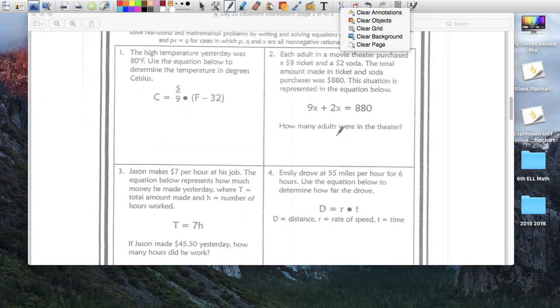How many adults were in the theater? Okay, so let's see. Each adult member. The total amount of tickets the situation represents. Okay, 9x plus 2x equals 880. How many adults were in the theater?